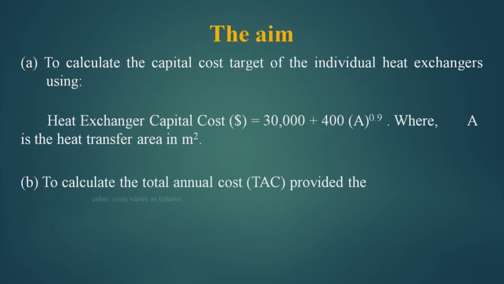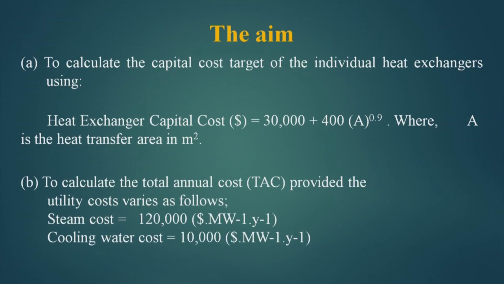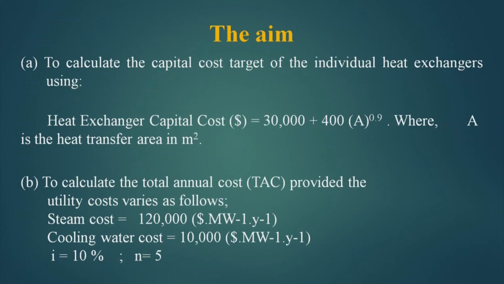Now, the aim of this is to calculate the capital cost target of the individual heat exchangers using the heat exchanger capital cost expression, which is 30,000 plus 400 A to the power 0.9. Such types of equations we will find, where the constants 30,000, 400 and 0.9 are functions of the specification of the heat exchanger, where A is the heat transfer area in meter square. And to calculate the TAC we should also have the operating cost figures.